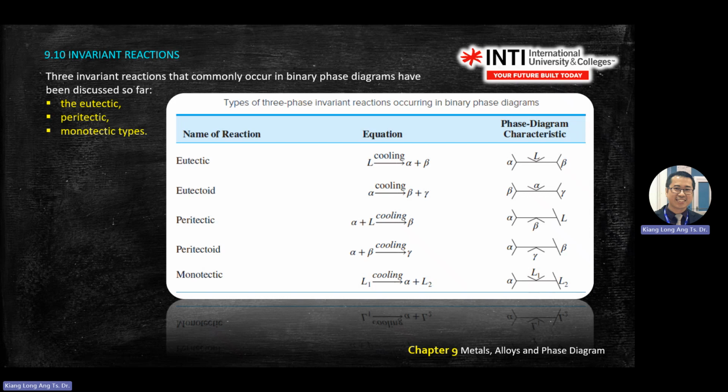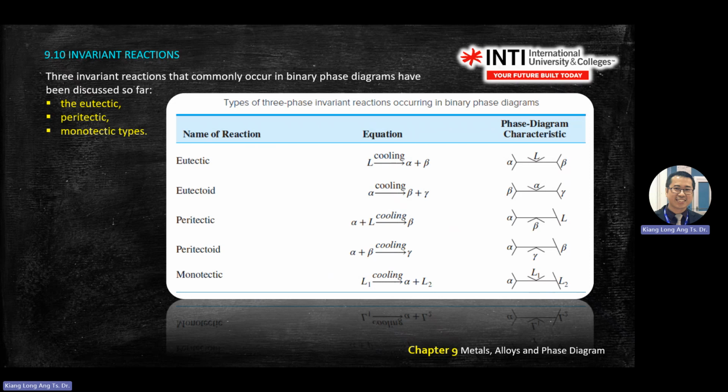Okay, so the equation for eutectic is liquid becomes alpha plus beta. So for this phase diagram characteristic, you look at the graph: alpha at the left, beta at the right, and the liquid in the middle. Then for peritectic, it is alpha plus liquid, then becomes beta. So you look at alpha and liquid, and then there's a beta below there.